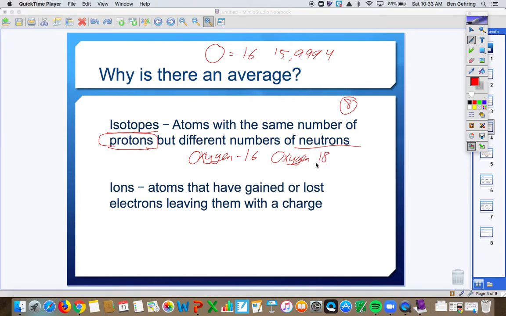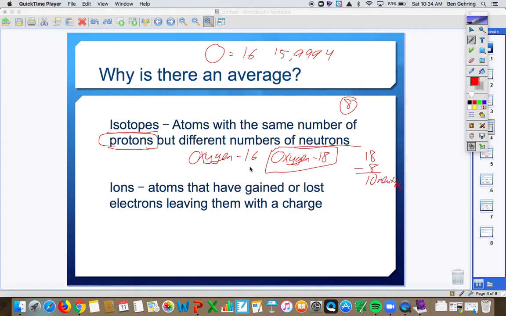So the mass is going to be written here. This dash is always going to have the mass at the end of it, and you're going to take your mass number minus your atomic number to get your neutrons. So mass number is 18 minus my atomic number, which is 8, gives me 10, and that's going to be neutrons.